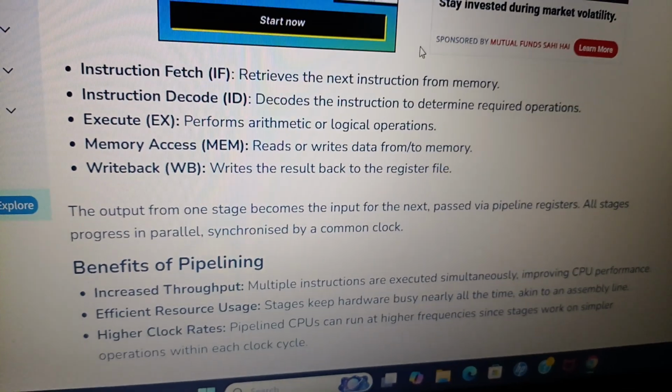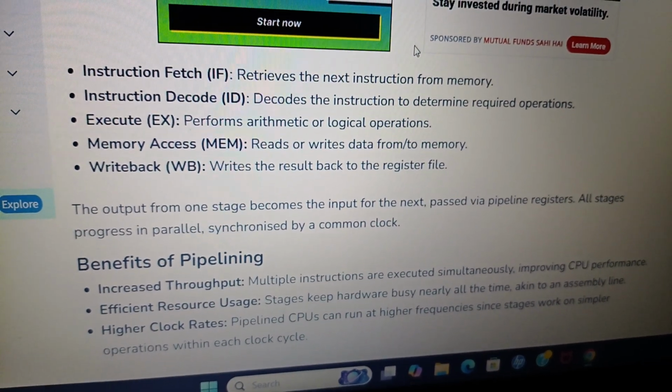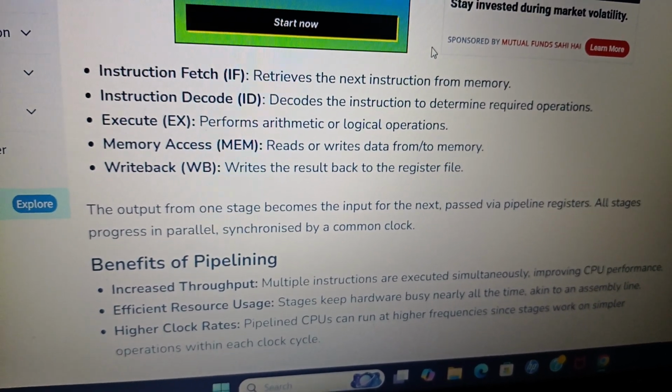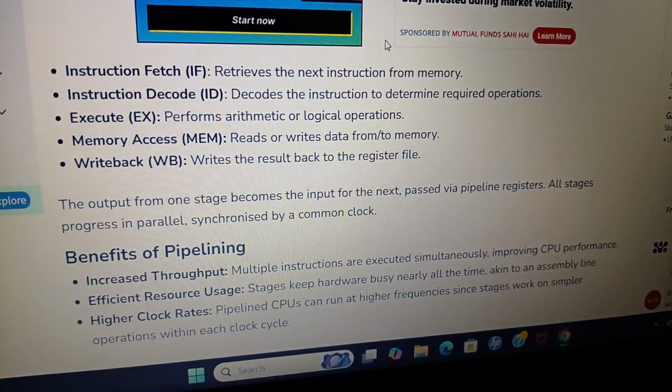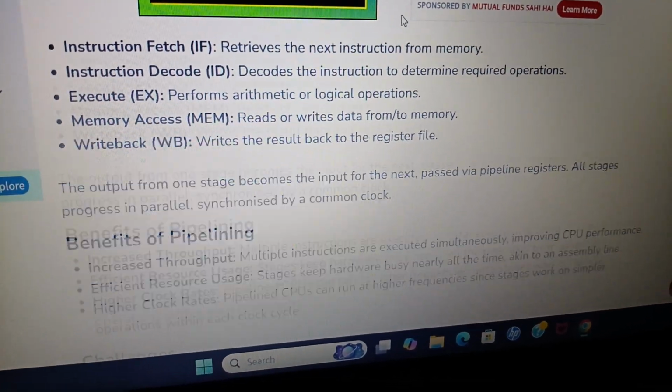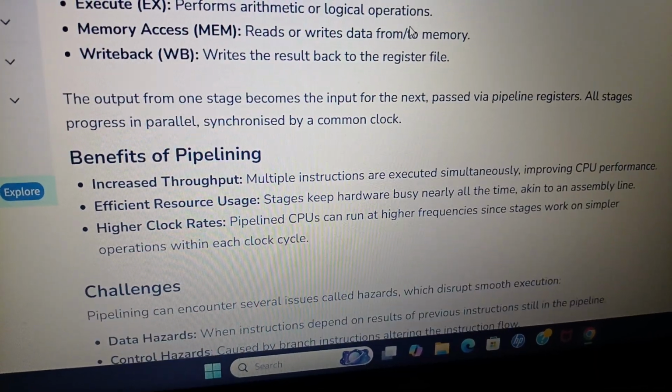The output from one stage becomes the input for the next stage, passed via pipeline registers. All stages progress in parallel, synchronized by the common clock.